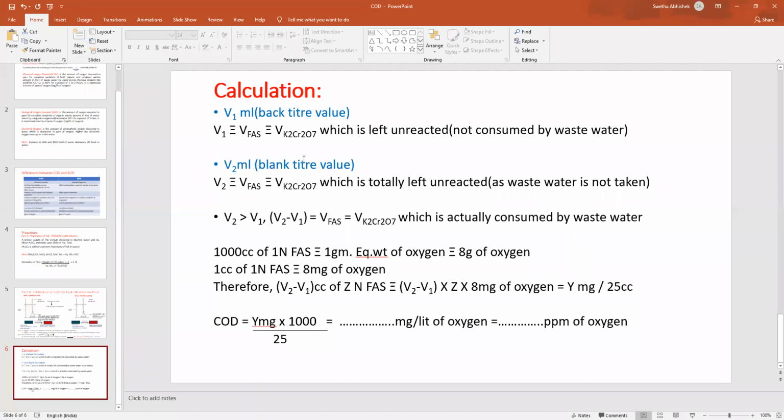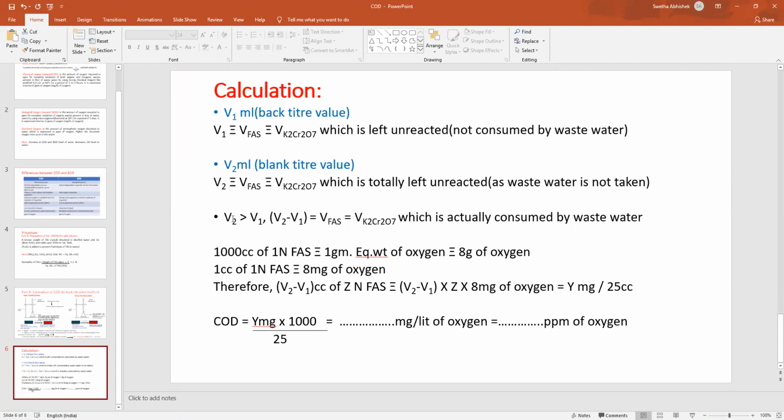V2 is the blank titer value, which is done in the absence of wastewater. So no wastewater is taken. Therefore, V2 becomes equivalent to the volume of FAS, which is equivalent to the volume of K2Cr2O7, which is totally left unreacted. Why totally left unreacted? Because no wastewater is taken. So in the first case, potassium dichromate is partially unreacted because we have taken wastewater, whereas in the case of V2, potassium dichromate is totally left unreacted because no wastewater is taken.